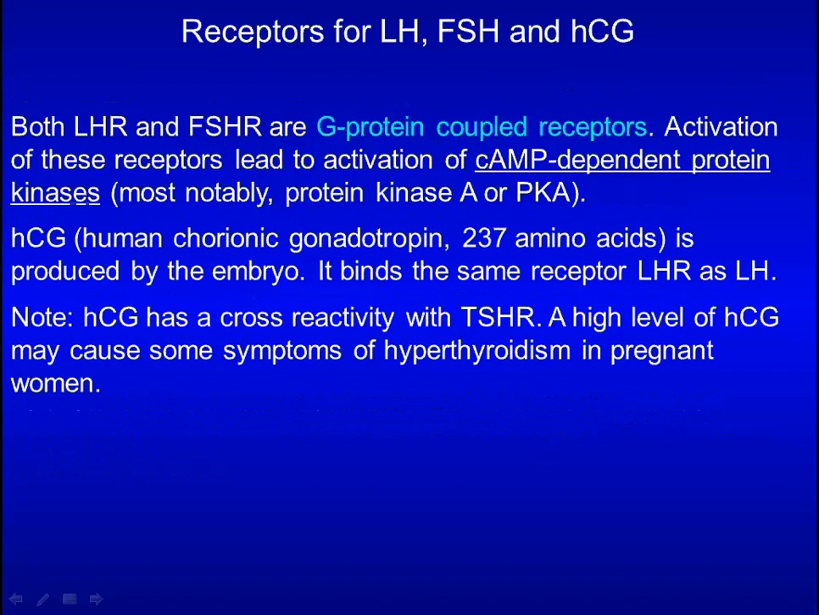Both luteinizing hormone receptor and follicle-stimulating hormone receptor are G-protein coupled receptors. Activation of this receptor leads to activation of cyclic AMP, protein kinase A pathway. HCG is produced by the embryo. It binds the same luteinizing hormone receptor. HCG has a cross-reactivity with thyroid-stimulating hormone receptor. A high level of HCG may cause some symptoms of hyperthyroidism in pregnant women.